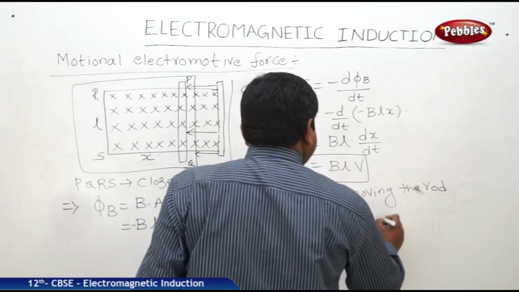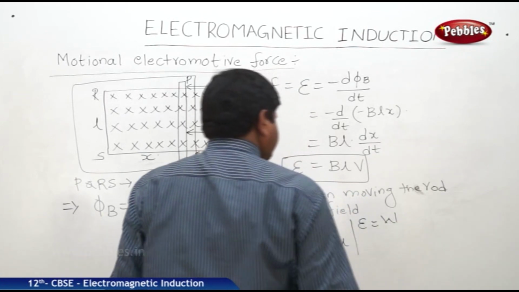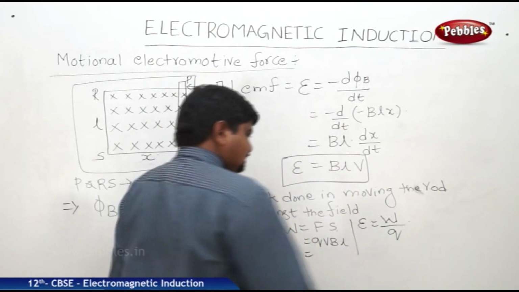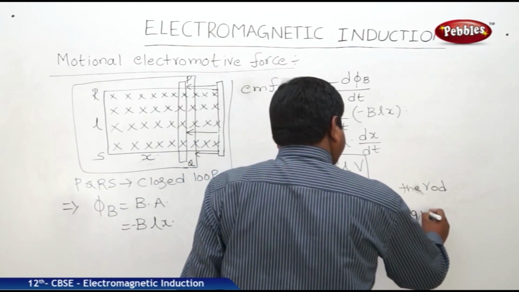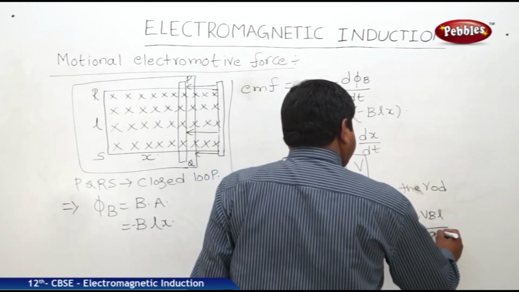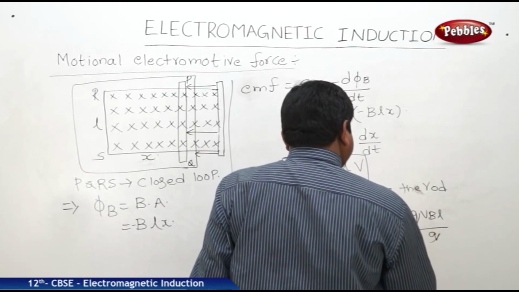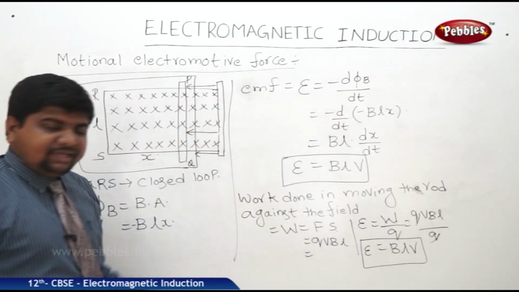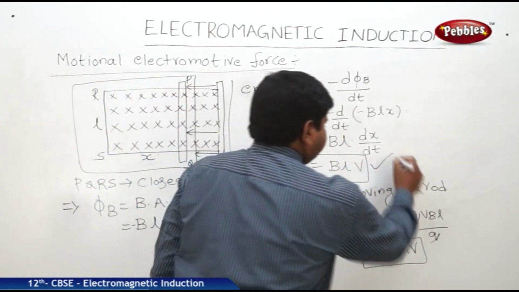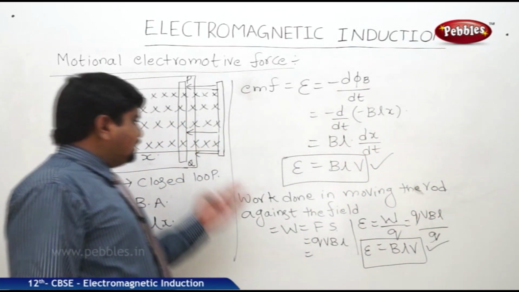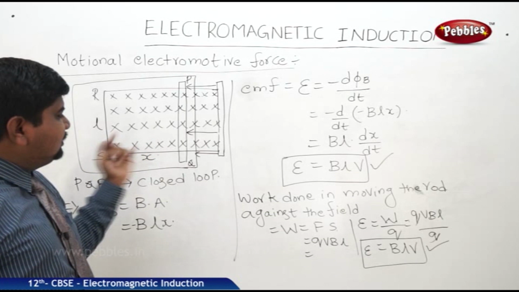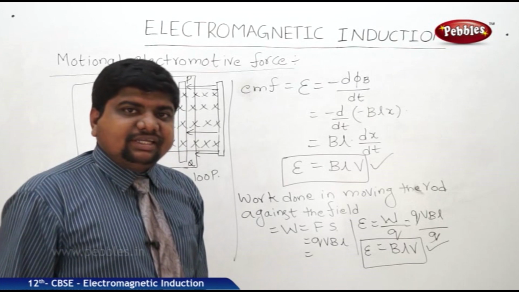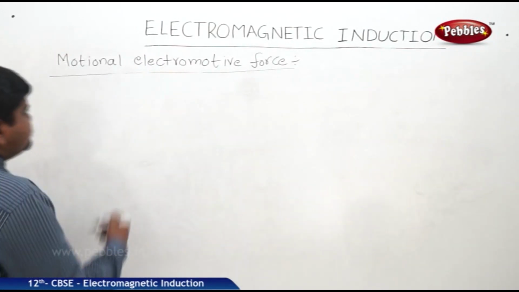So, EMF is equal to W by Q, meaning work done on a unit positive charge. What is W? QVBL by Q. Q gets cancelled. This will be BLV. So, in any way, any form, we are getting the same equation. So we are taking the distance travelled by them as, let us say, L. That Q and Q get cancelled. We will get BVL.